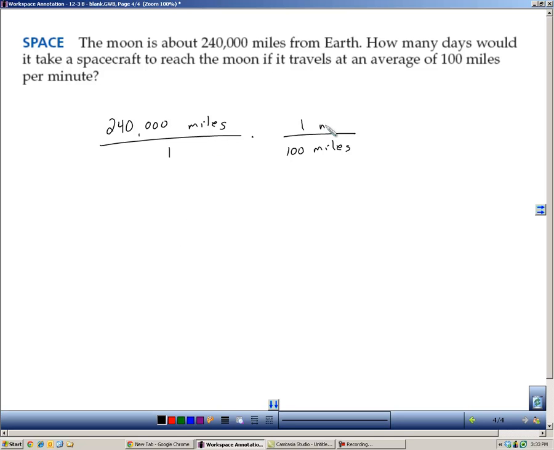And then I'm going to say 1 minute. And then what I can do is convert that 1 minute into a certain number of days. So we're going to do minutes on the bottom here, so it will cancel, and we're going to do hours. So 1 hour is 60 minutes, and then I want the hours to cancel, so 24 hours are 1 day, and then I'll end up with just a day. So miles will cancel, minutes will cancel, and hours will cancel. We'll end up having just a day unit.